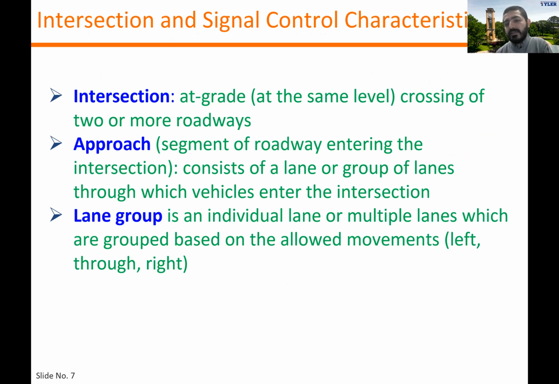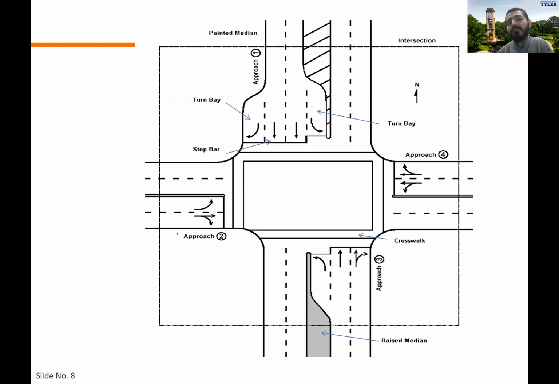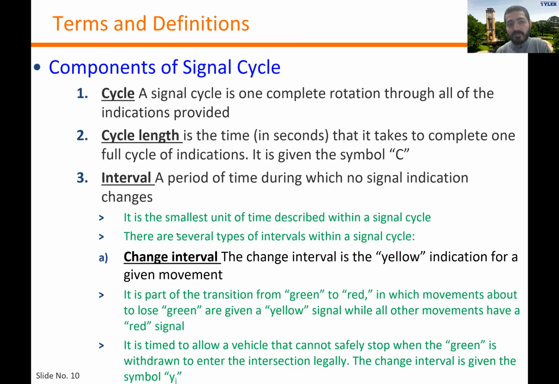We also did define what I mean by an intersection versus an approach versus a lane group, and we've looked at this picture. So be prepared again. If you see this in an exam or an interview, you should be able to tell where is the intersection, how many lane groups do you have per approach, and how many approaches. So that's also important. And then we also defined what are the components of a signal cycle.